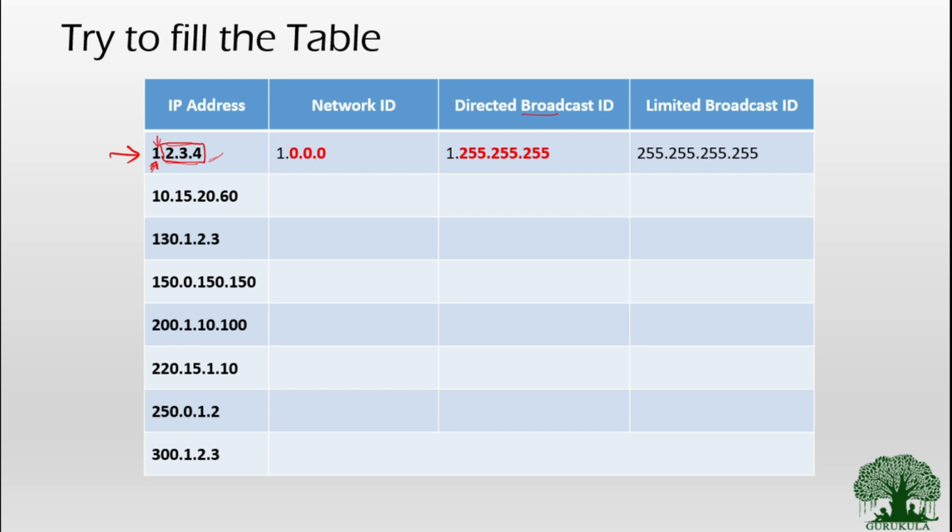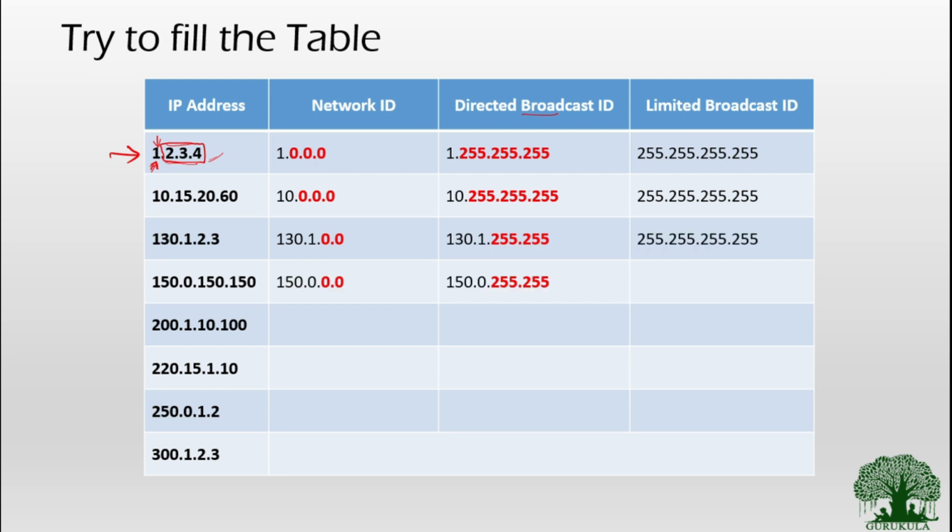The next one is 10.15.20.60. Again this belongs to class A, so the network ID will be 10.0.0.0, the directed broadcast address will be 10.255.255.255, and the limited broadcast will be all 255s. And next comes 130. 130 belongs to class B, so 130.1 has to be kept constant, and then the network ID is like this, the directed broadcast is this, and the limited broadcast is like this.